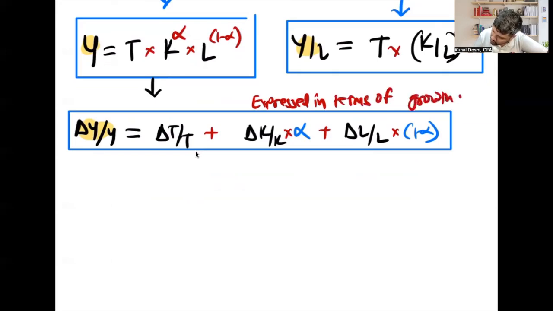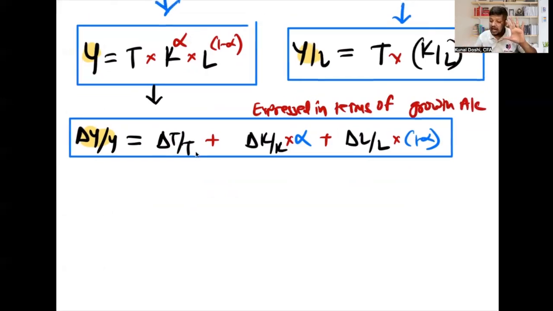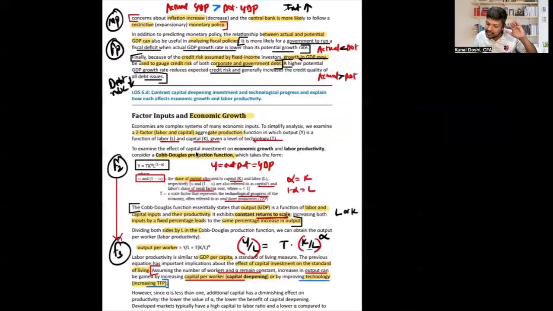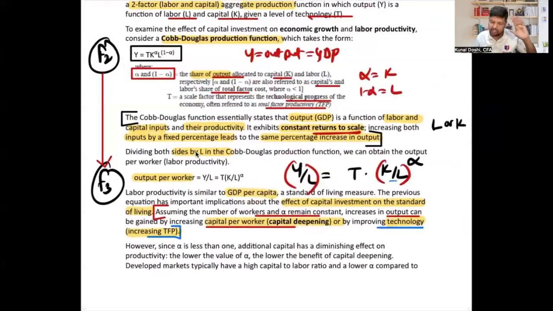We use a word called growth accounting. So everything is expressed in terms of change. Otherwise, don't get worried that, sir, do we have two formulas? No, it's not two formulas. It's the same formula that I'm using, just that I'm making you understand how to apply it practically. All of this is under Cobb-Douglas production function. Clear till this point, everyone? Right? Okay.